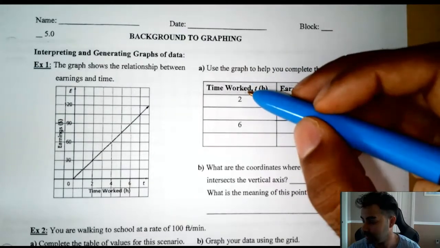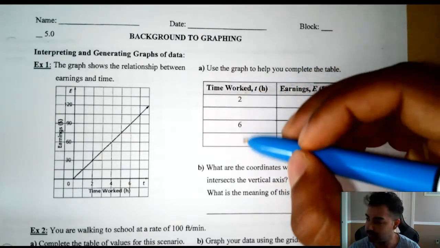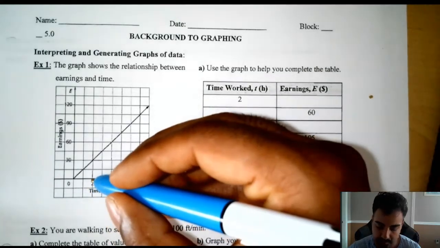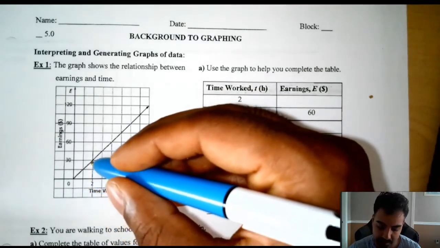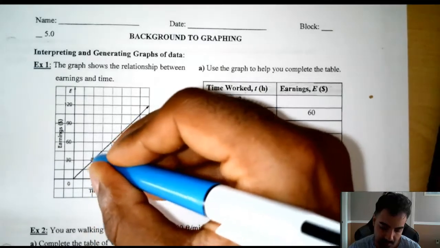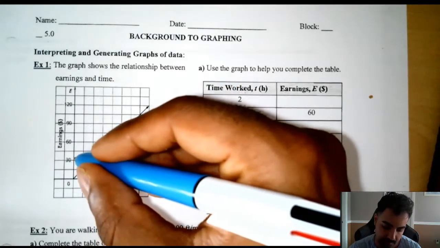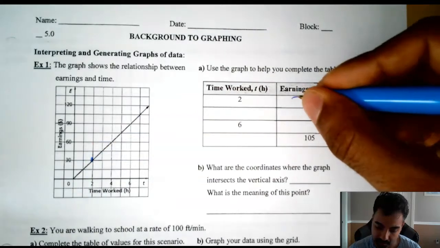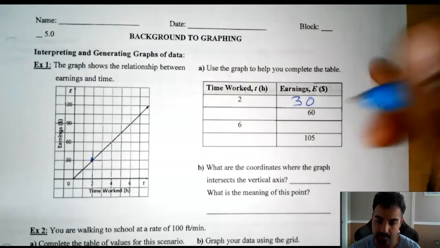For now, it says use the graph to help you complete the table. So all you do is the x values are on the left side here. You can see the y values on the right side. So at 2 here, I'm just going to go to 2 on the x, and I'm going to go up until I hit the line where it intersects. Once you hit this point, you stop and you go to the left until you hit the y-axis, and you can see it's 30. So when time is 2, earnings is $30 here.